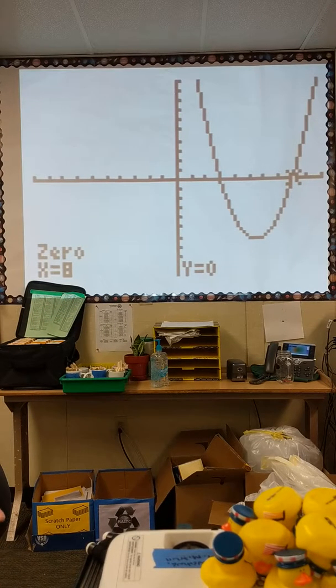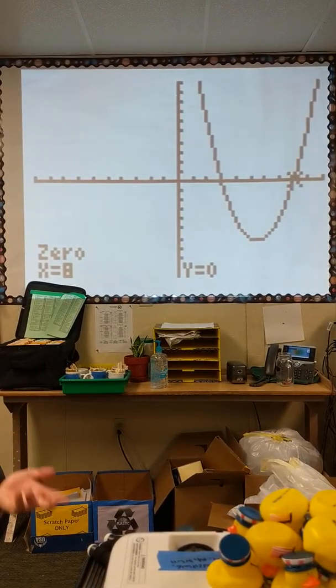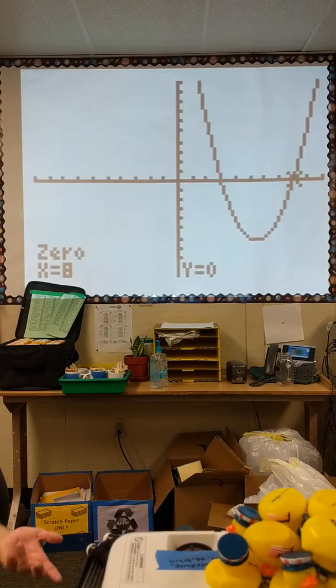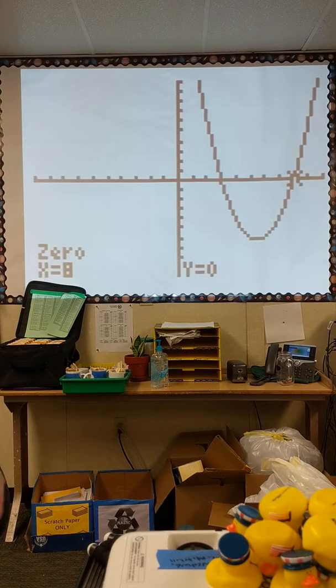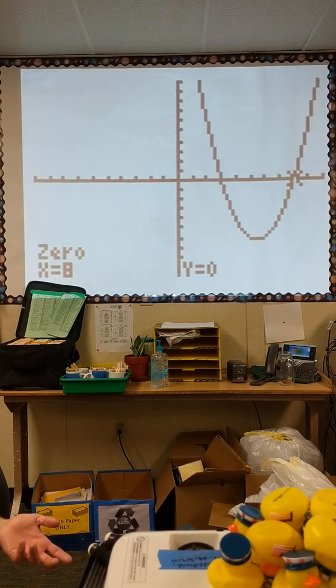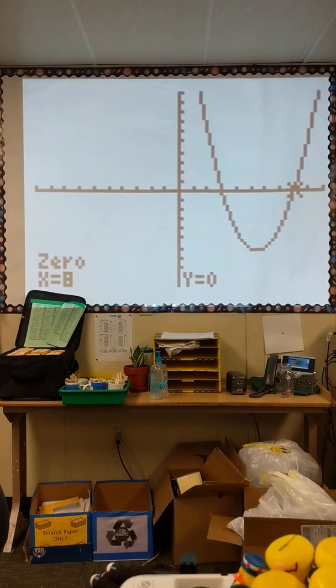Okay, so you have to do it twice for most of your parabolas, but you follow the same steps over and over again. Second, trace, go a little bit to the left and hit enter, scroll a little bit to the right and hit enter, and then take a guess and hit enter. Okay?